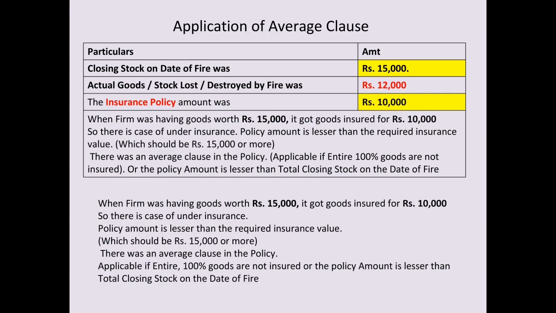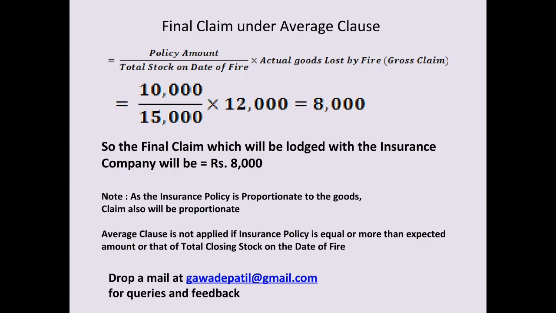So when the firm is having goods worth rupees 15,000 and it gets insured for only 10,000 rupees, there is a case of underinsurance. If there is such underinsurance, then the firm will be subject to the average clause. Now how to calculate the claim under average clause? The formula to calculate claim under average clause is policy amount upon total stock on date of fire into actual goods lost by fire, that is gross claim.